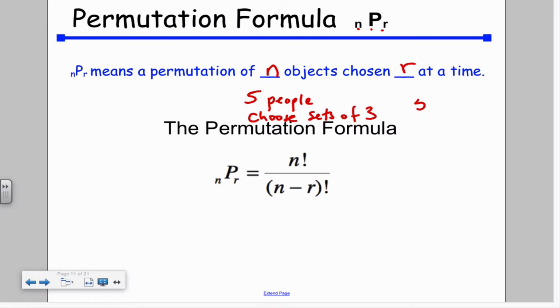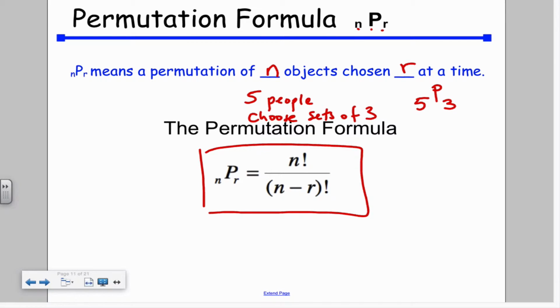So what we would have is 5P3. And the way we solve this is using this permutation formula below: n factorial over n minus r factorial. So we're not going to go into where that comes from right now, but I want you to know how to use the formula.